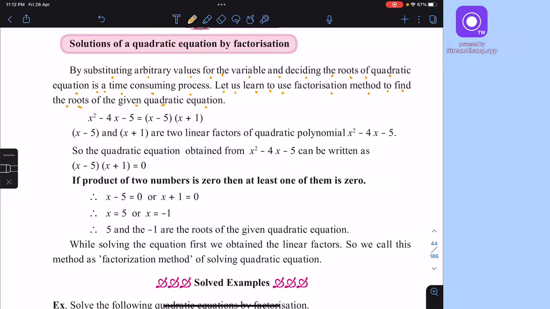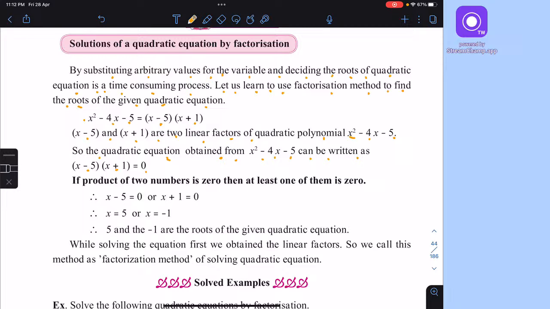Now we have seen that the polynomial x square minus 4x minus 5 can be factorized as x minus 5 multiplied by x plus 1. That is, x minus 5 and x plus 1 are two linear factors of the quadratic polynomial x square minus 4x minus 5. So, the quadratic equation obtained from x square minus 4x minus 5 can be written as x minus 5 multiplied by x plus 1 is equal to 0.